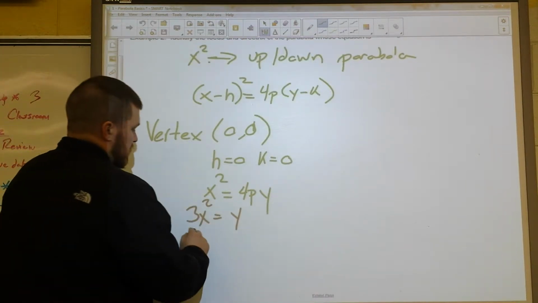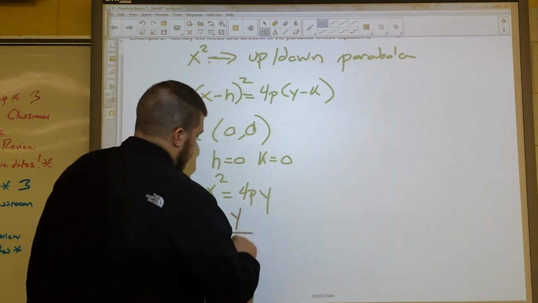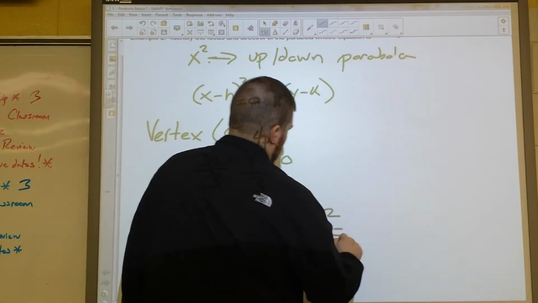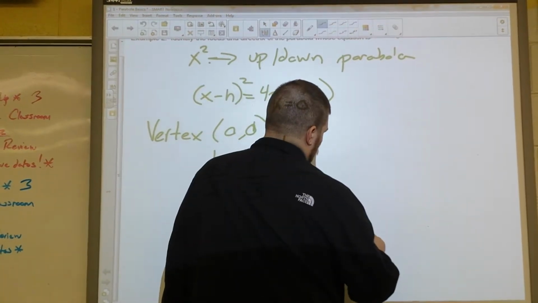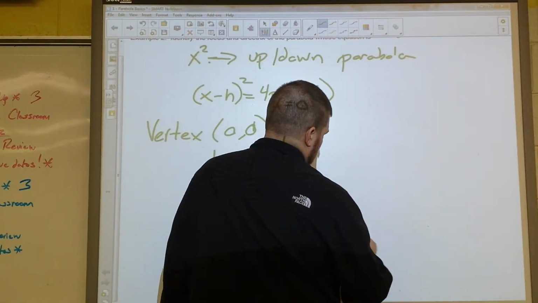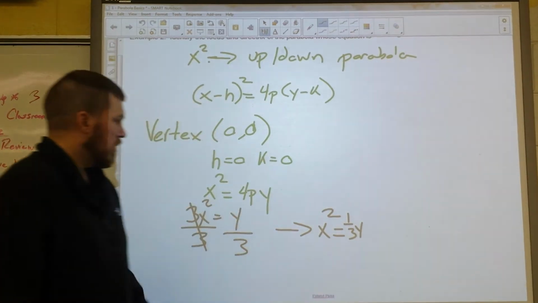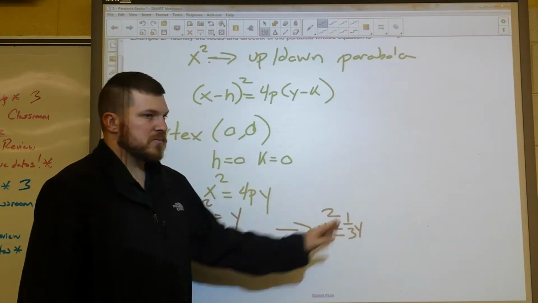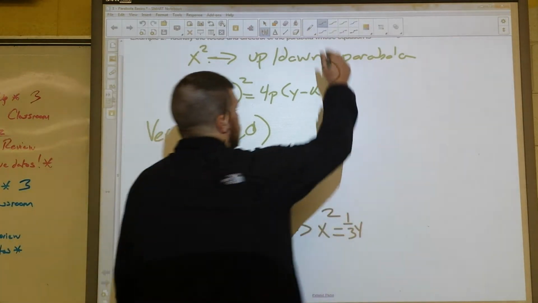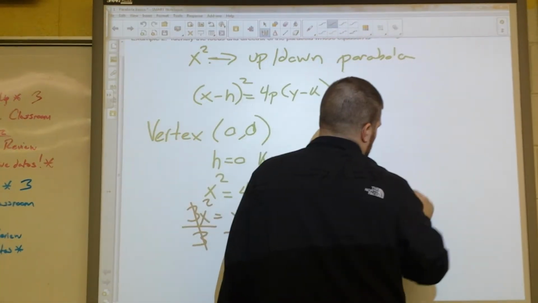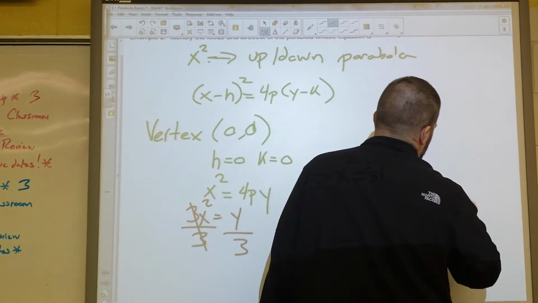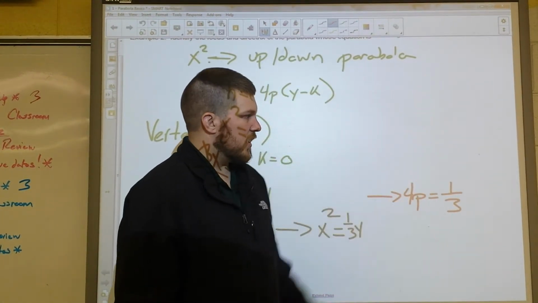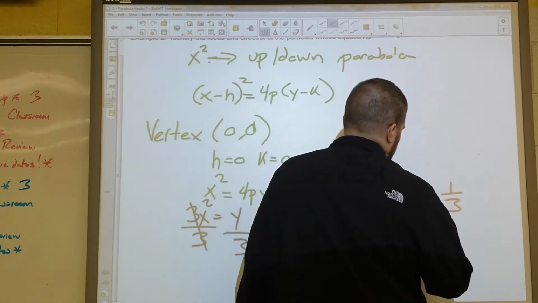So to get x squared by itself, I'm going to divide by 3 on both sides. So that means I have x squared equals 1/3 y. Okay? Well, obviously y matches up with y, so that means 4p must match up with 1/3. So 4p must be equal to 1/3. So I can use that to figure out what p is. To get p by itself, I'm going to divide by 4.